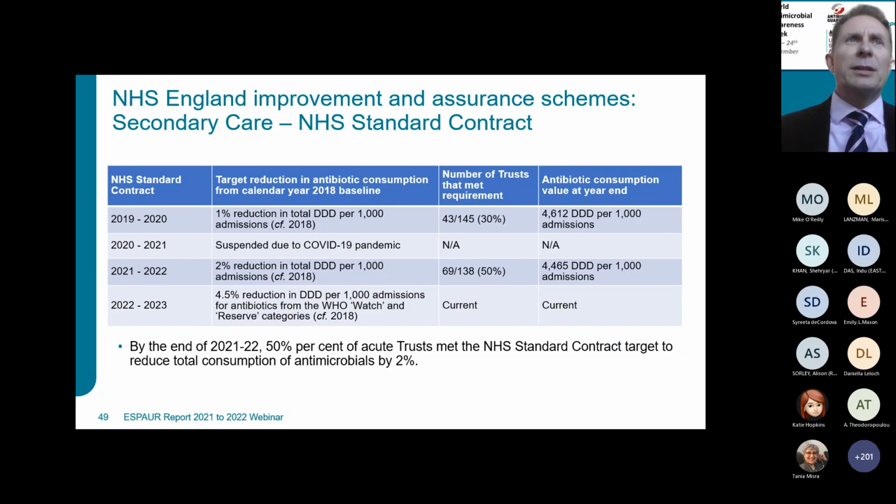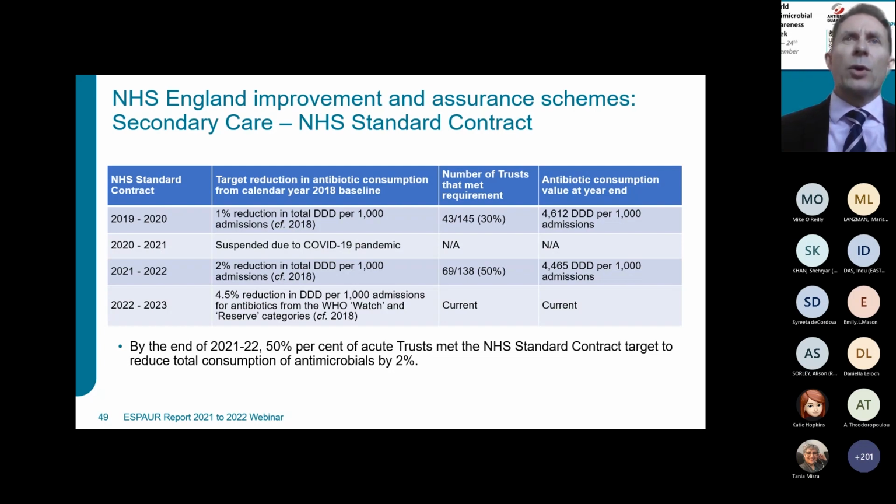So in 2019-20, the standard contract called for a 1% reduction in total defined daily doses, and this is expressed per 1,000 admissions. So the denominator reflects the activity in hospitals, and at the end of that year, 30% of trusts had met that requirement to reduce by 1%. So a very challenging requirement for trusts to achieve. And then during 2020 to 21, the standard contract was suspended for that year due to the COVID-19 pandemic. In 21-22, so the period of time relevant for the ESPAUR report, that contract was reinstated, and this time with a more challenging target of a 2% reduction in total defined daily doses per 1,000 admissions.